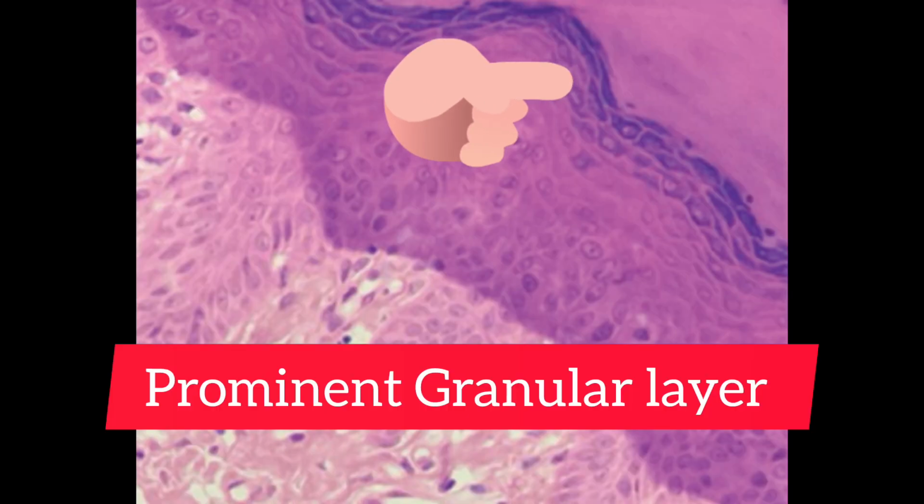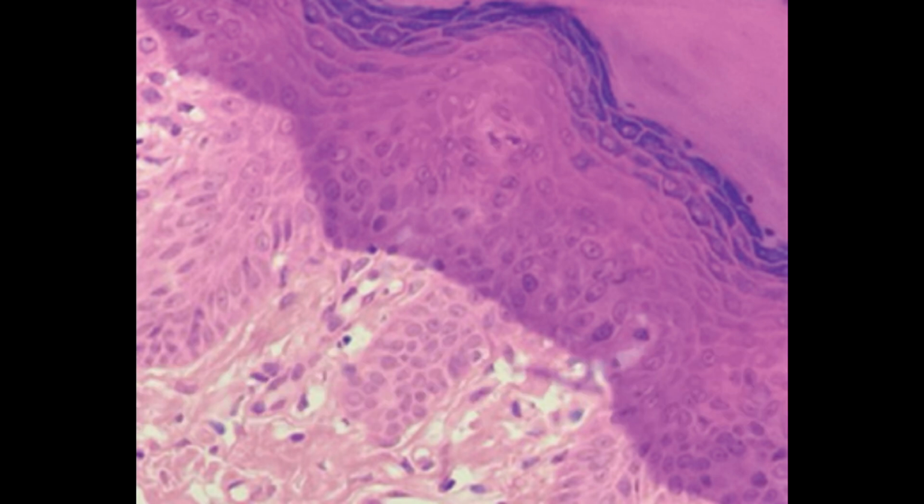Now in this diagram, I want to show that there is a prominent granular layer. You can see that the granular layer is very prominent in the epidermis, and very scanty superficial dermal perivascular inflammation is noted. So this is all about Acrokeratosis Verruciformis of Hopf.